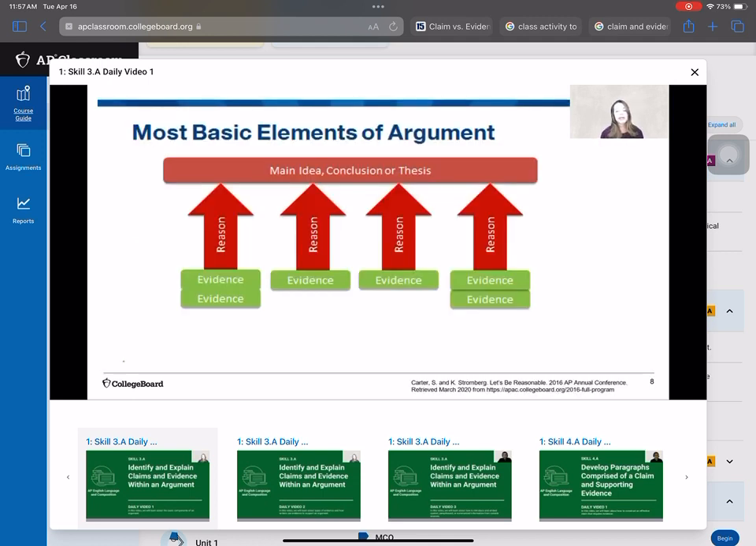This chart is pretty helpful in explaining the basic elements of an argument. At the top is the thesis. Underneath that is the reasons why the stance or argument is valid, and those reasons are supported with specific evidence. So let's look in a little more depth at each component.